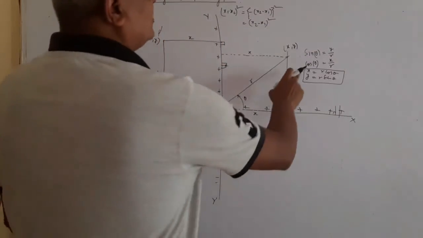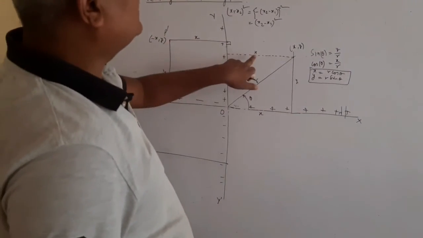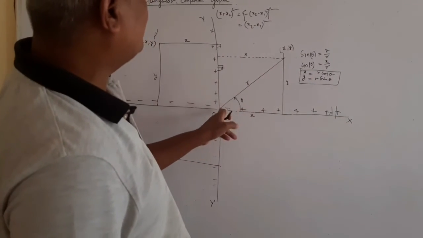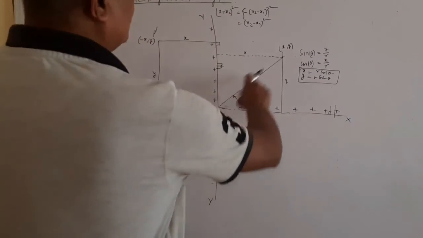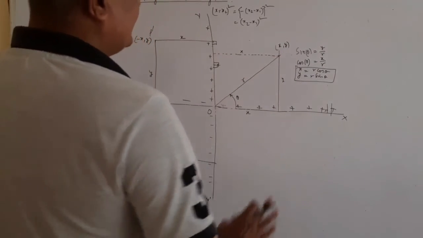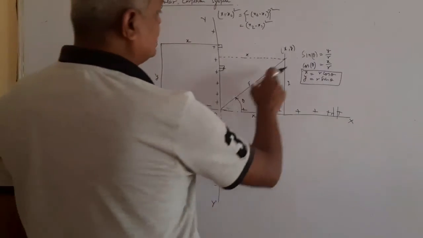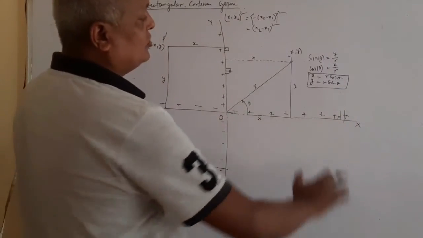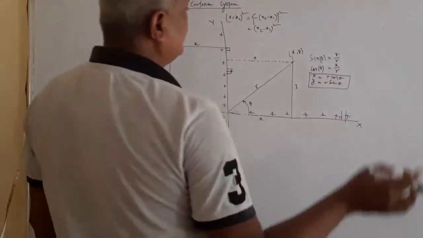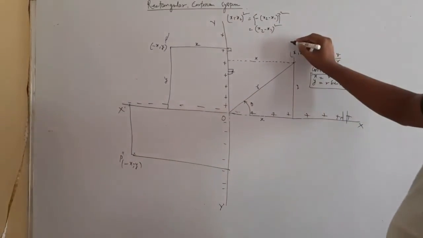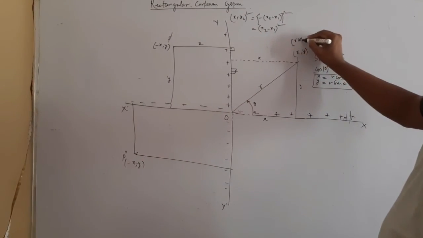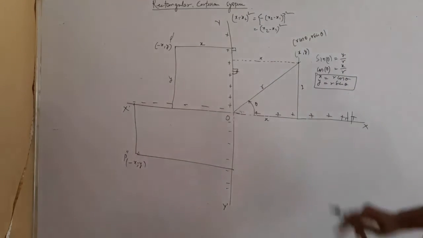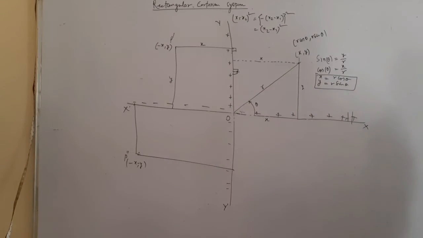Okay, so you see x is the abscissa and y is the ordinate. R is the distance of the point from the center to the point itself, and theta is the angle made by the line joining the origin to the point with the positive direction of the x-axis, and this is that angle. So this coordinate can also be written as r cos theta and r sine theta. This is called the polar representation of a point.